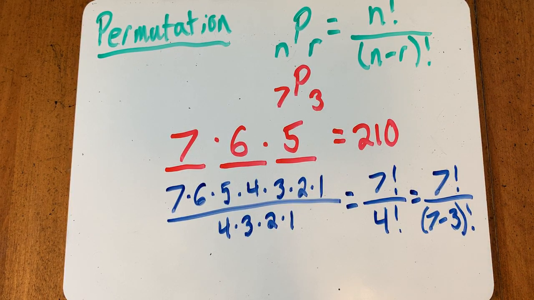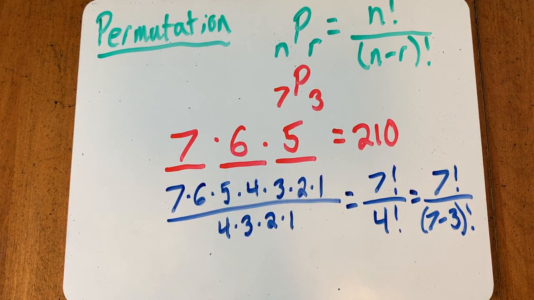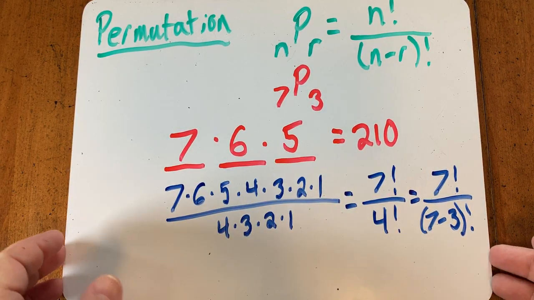That's how we get a permutation. That's our formula for a permutation: n factorial over (n minus r) factorial. And this is when order is important. But what if order is not important? What if we don't care about order?